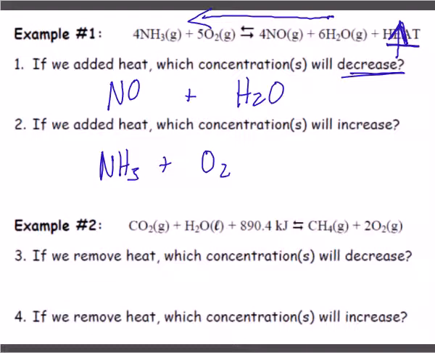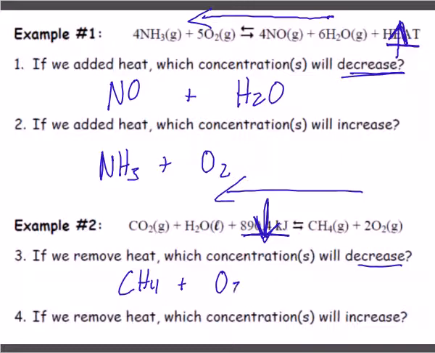Number 2, if we remove heat, where's my heat in example number 2? Kilojoules. There's my heat component. So we're taking that away. Which way are we going to shift? To the left, towards it. What concentrations will decrease? And which ones will increase then? All right, I think you guys are starting to pick up on it. Awesome.